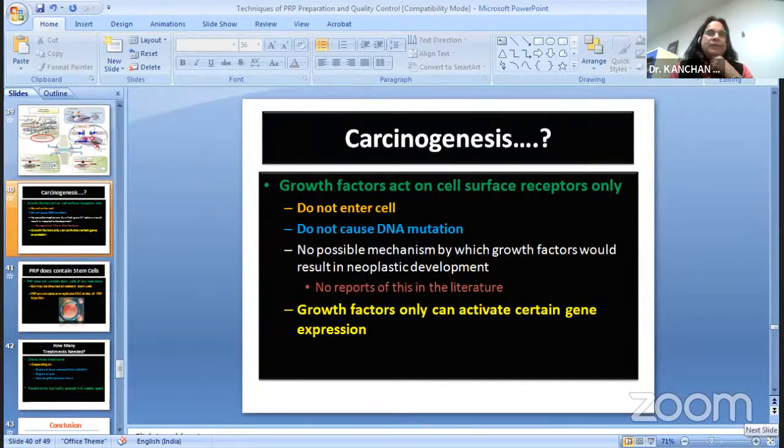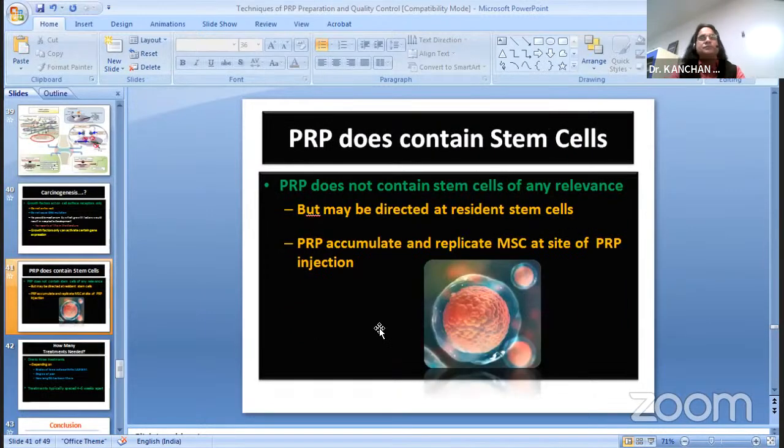People are asking whether PRP is carcinogenic. I say no, because PRP has only growth factors. Growth factors act on the cell surface receptor only. They do not enter the cell and do not cause DNA mutation. There is no possible mechanism by which growth factors would result in neoplastic development. So there is no report in the literature that PRP is carcinogenic. Growth factors can only activate certain gene activation. So do not worry, PRP is safe to use, right?